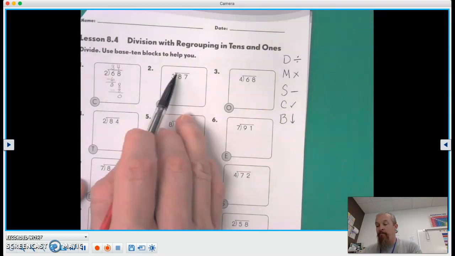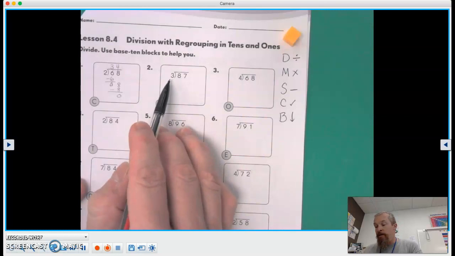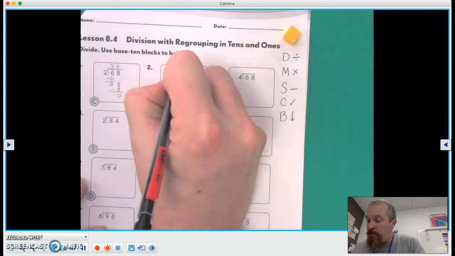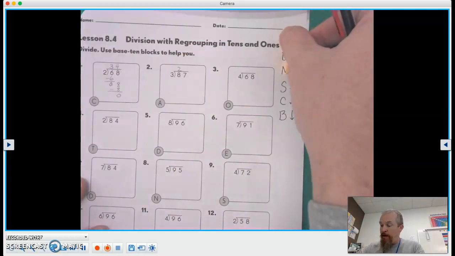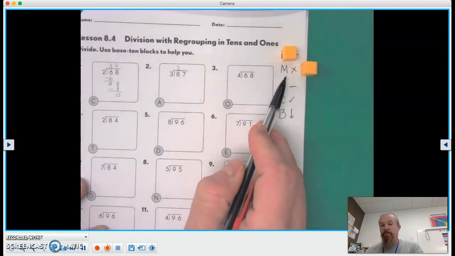8 divided by 3. Again, we're starting on the first one. 8 divided by 3 is 2. We had 2 big groups, right? We had 2 tens in each group. Now we go down to multiply. Okay, cover that up. Now we go to multiply.